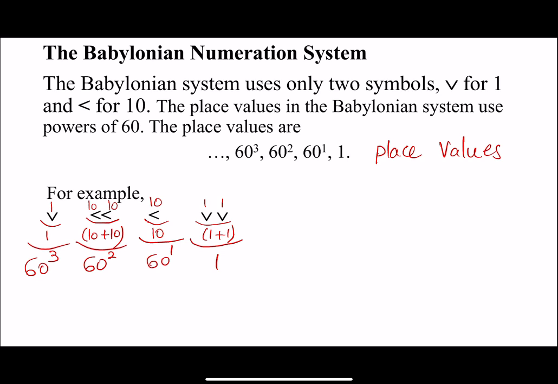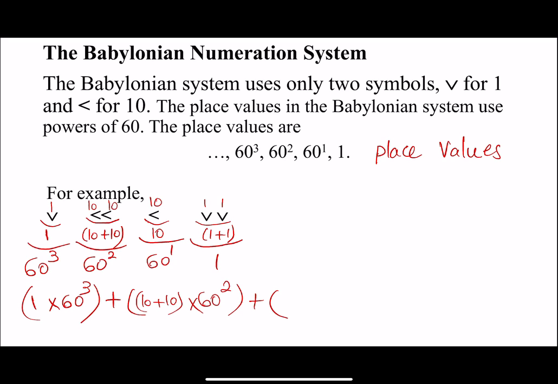Very, very easy. So here, your digit is 1, times its place value, 60 to the third power. Add it to the next one. Your digit is 10 plus 10, right? So 10 plus 10 times its place value, 60 squared. Here we go. Add it to the next one.